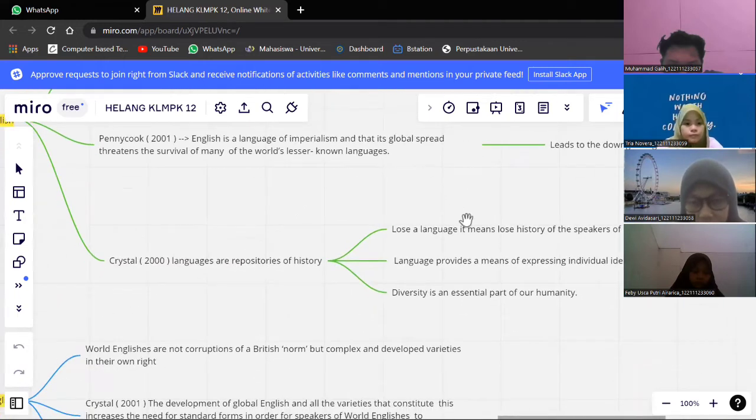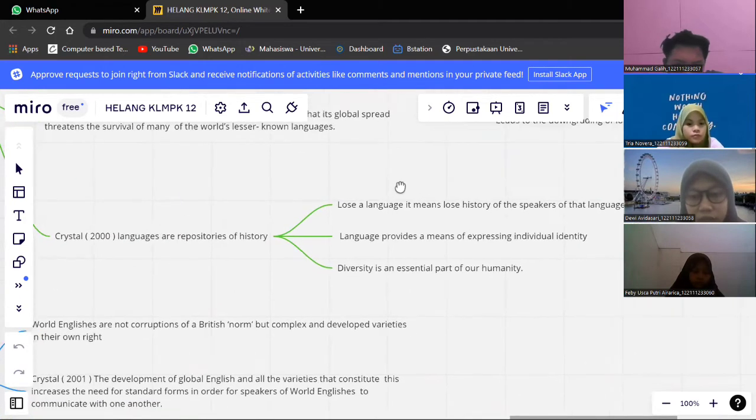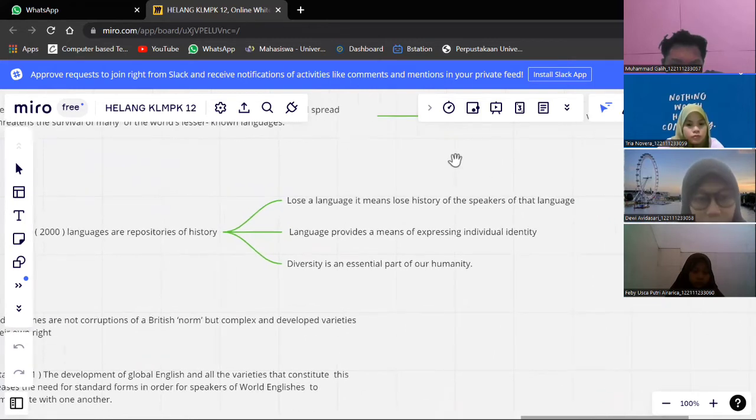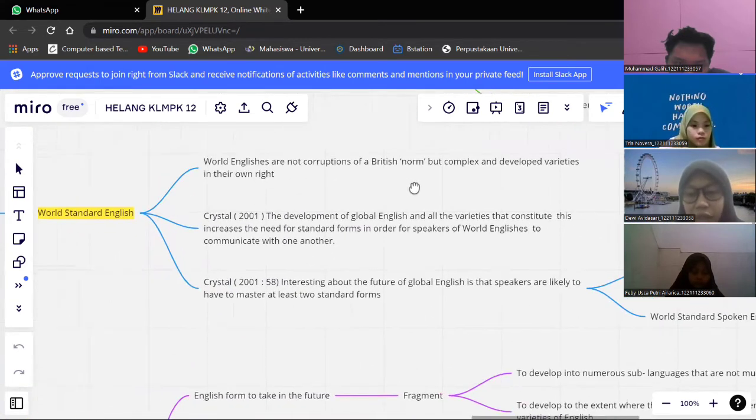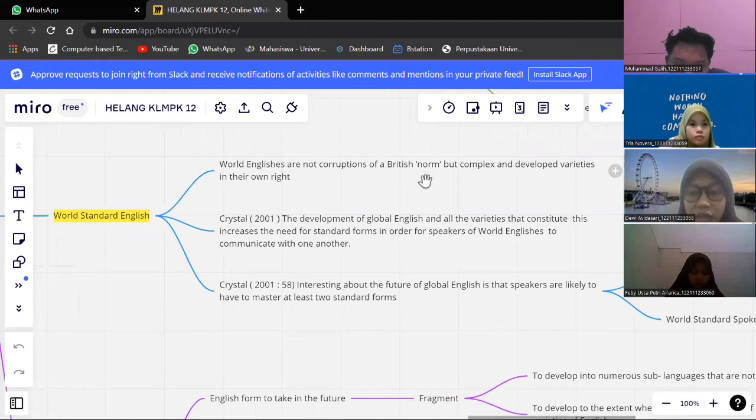The next argument, by Crystal, 2000, explains why we should be concerned by this, because languages are repositories of history. If we lose a language, we lose the history of the speakers of that language. Language also provides a means of expressing individual identity, and diversity is an essential part of our humanity. Experiencing difference allows us to understand ourselves better and to empathize with other viewpoints.